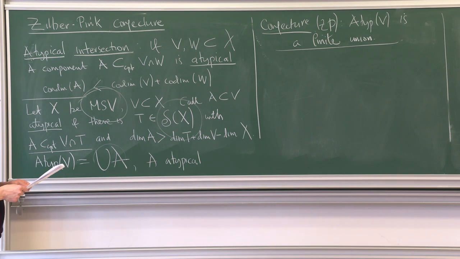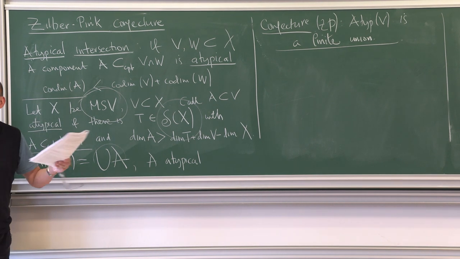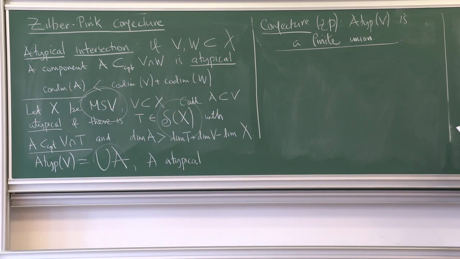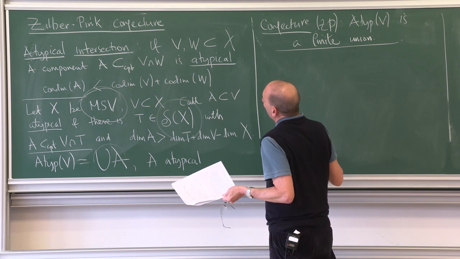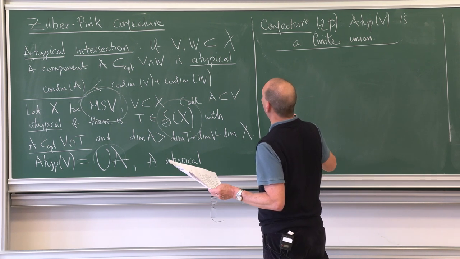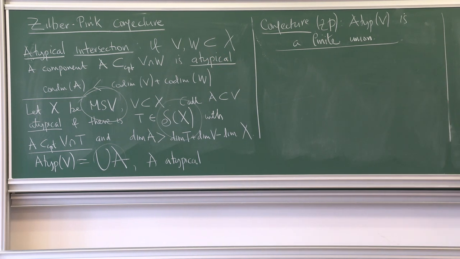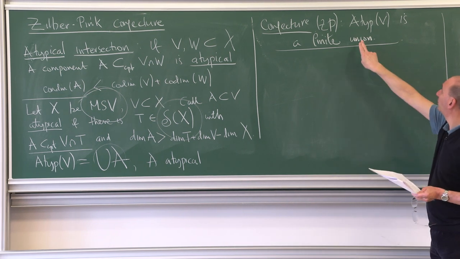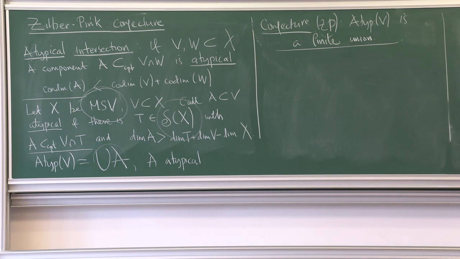And there's also the word anomalous, which was used for positive dimensional intersections, where you expect them to be there, but they're somehow bigger than you expect. So those are the words that get used in various papers. Now, a trivial case of all of this is that if V itself is contained in a proper special subvariety of X, then V will be atypical. Then this union will just be V, and the conjecture is true. That's the end of the story.